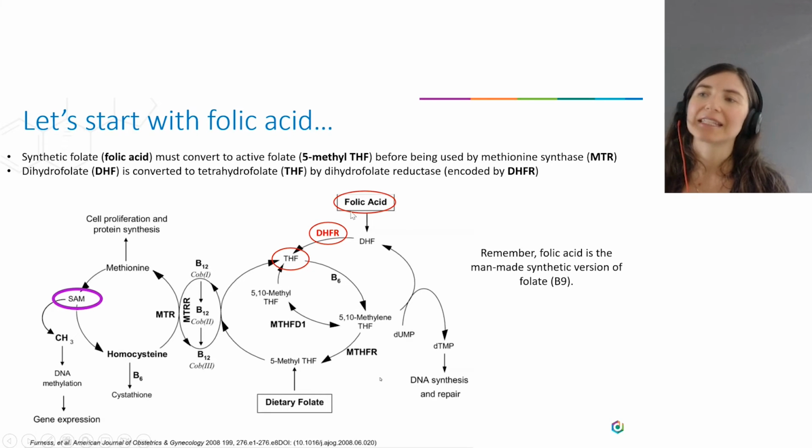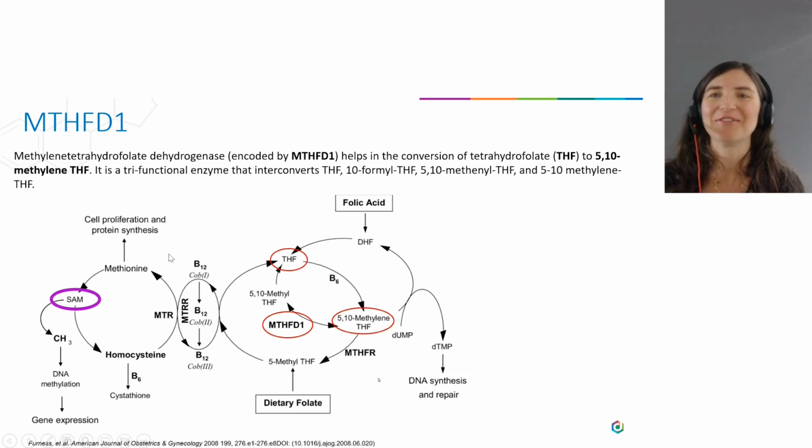All right, but let's start up here with folic acid. Folic acid gets converted to dihydrofolate, DHF, and then DHF is converted to tetrahydrofolate, THF, by dihydrofolate reductase. The DHFR gene encodes for dihydrofolate reductase. So this part of the cycle, I don't know, it's kind of boring to me. It'll get more exciting, hopefully.